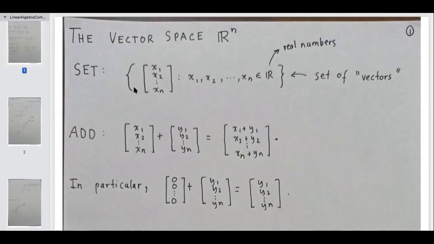If you see in the PDF, it's the set of all columns of the form x1, x2, xn, where x1, x2, xn belong to real numbers. And this set is called the set of vectors. Any element of this set, I will refer to as a vector.